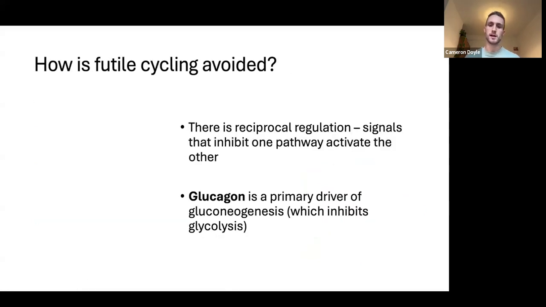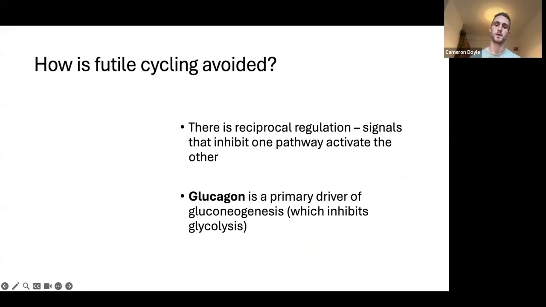So how is futile cycling avoided? You can imagine if you have glycolysis and gluconeogenesis, particularly in liver cells, occurring in the same tissues with almost exactly the same enzymes, bar a few, then why don't you have cells constantly making glucose, getting rid of it, making glucose, getting rid of it? And the reason is because you've got reciprocal regulation. So the signals that are inhibiting one pathway will activate the other.